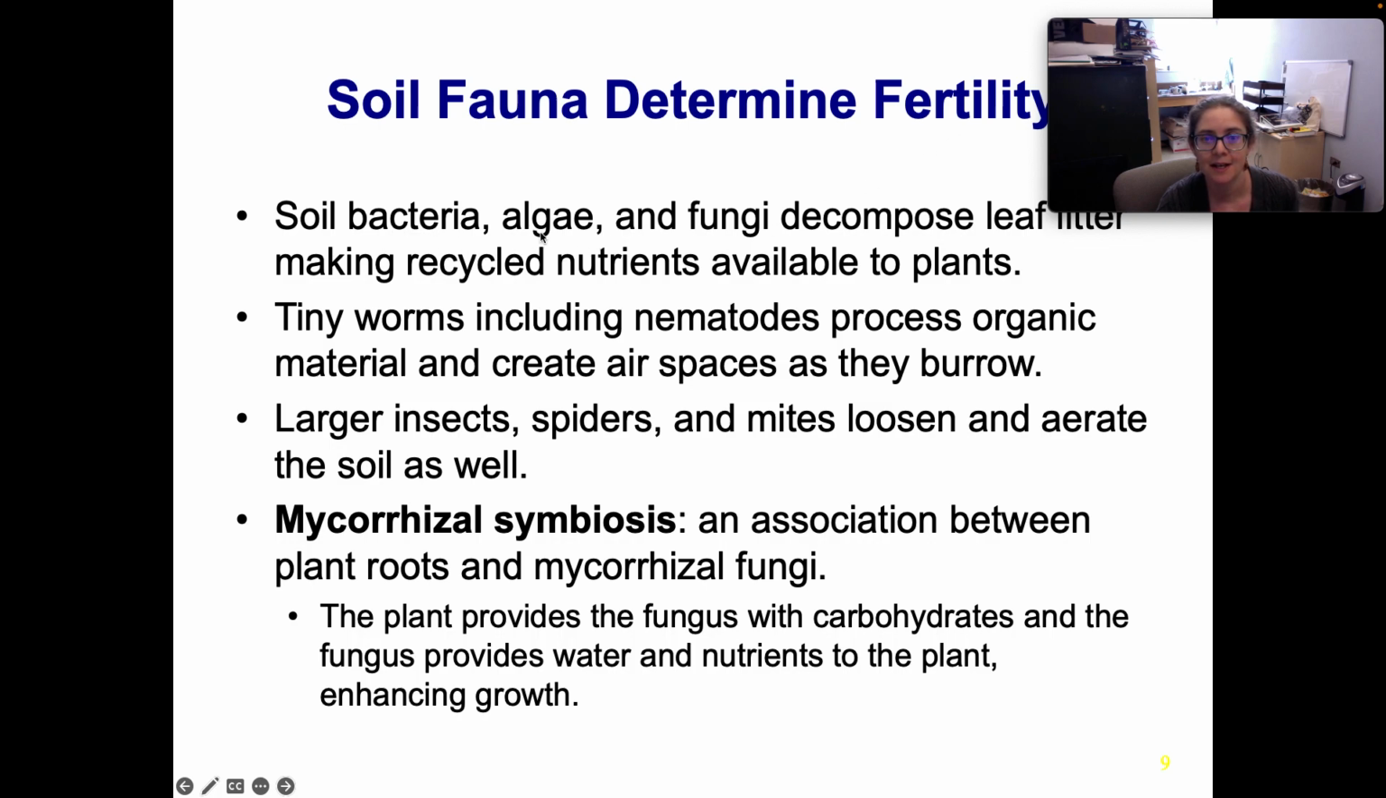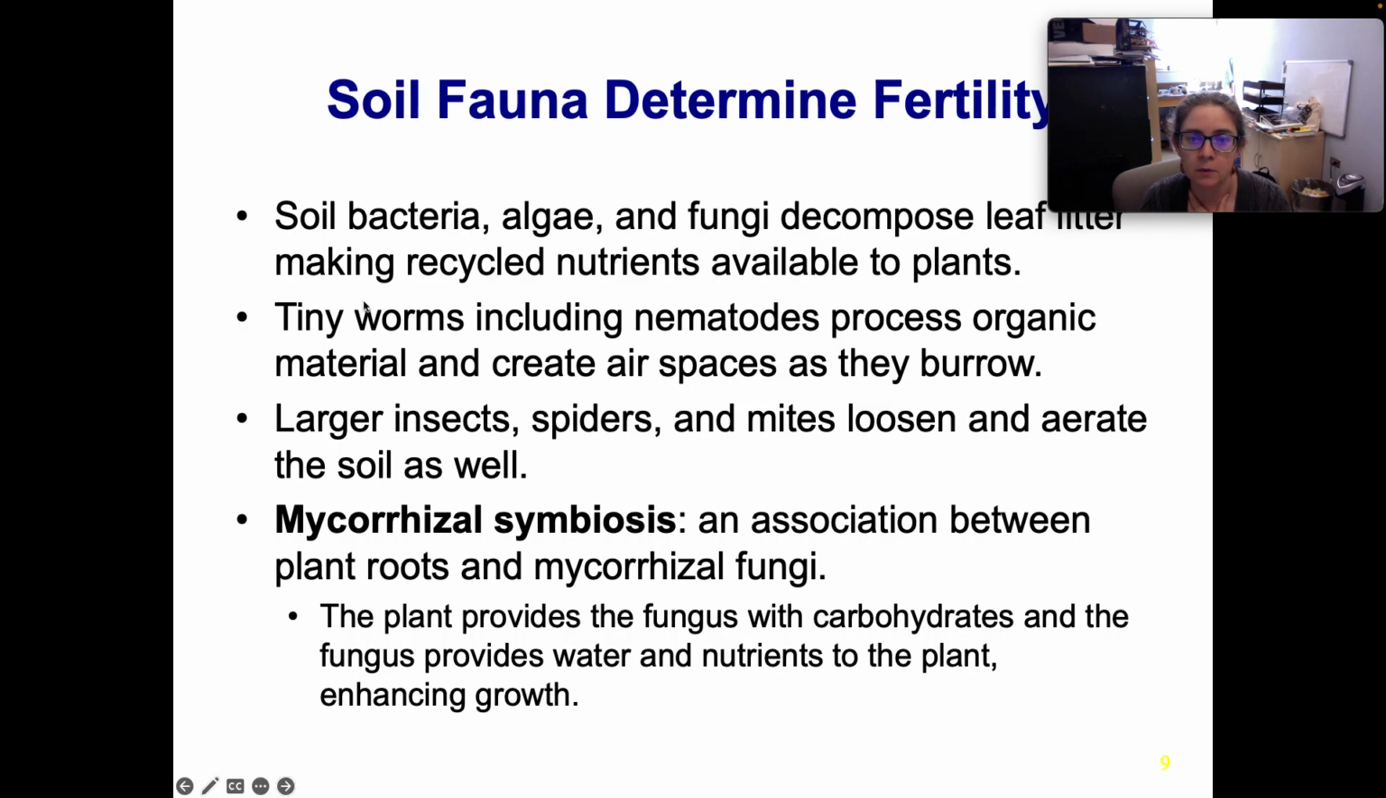Soil bacteria, algae, and fungi decompose leaf litter. So, like in our forests when leaves fall to the ground, but in other places where dead plant material falls to the ground, this also happens. It's just really obvious in our deciduous forests because there's usually a very thick layer of dead leaves that come down in the fall and then slowly over the spring and summer get processed and incorporated into the soil.